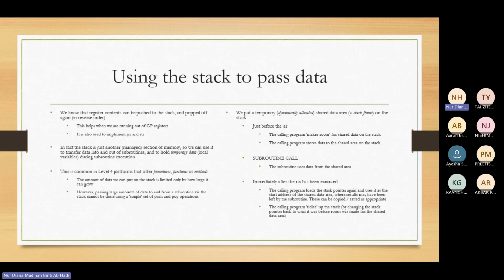Therefore, we want to use the stack to pass your data. We know that your register content can be pushed to the stack and popped again in reverse order. This will help us when we run out of our GP registers. So what is a GP register? I hope you already know what this is; don't ask me this kind of question again. It is also used to implement your JSR and RTS. If you forget what JSR and RTS are, just flip back your slides.